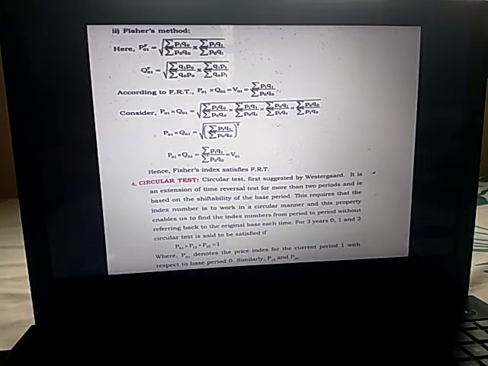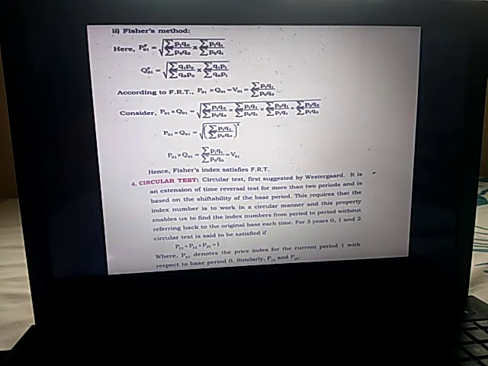Hello students, in the last class we had discussed the test for adequacy of index numbers. In that, the first test, the unit test as well as the time reversal test we had discussed. Next we had gone to the factor reversal test. In factor reversal test, the relation P01 into Q01 equals V01 should be satisfied. We had discussed that the Laspeyres method does not satisfy the factor reversal test. Next, we'll check whether the Fisher's method satisfies the factor reversal test.